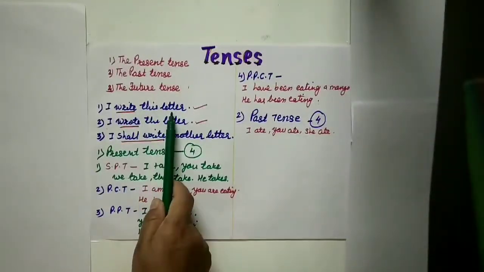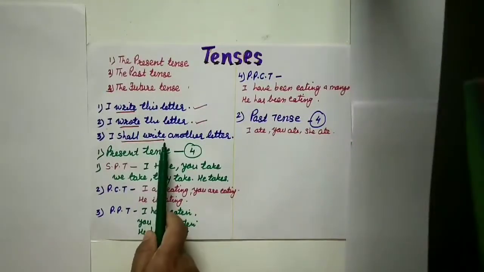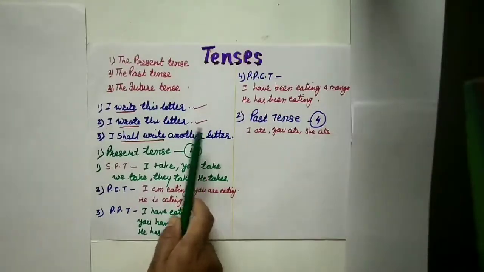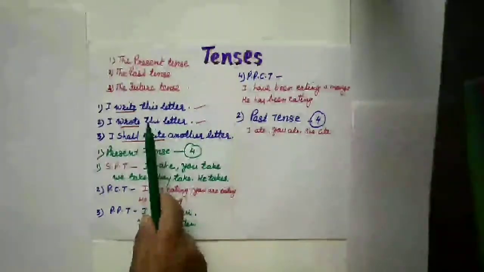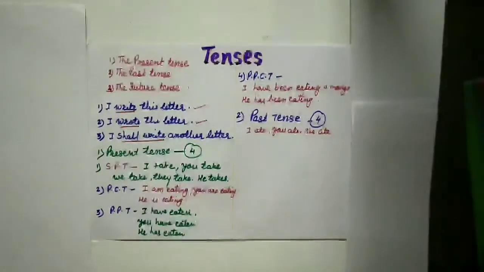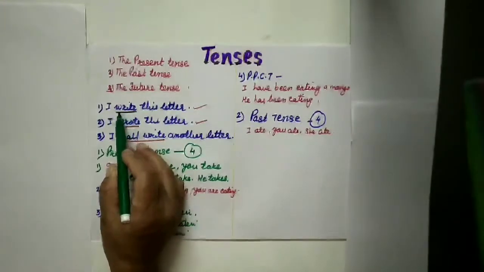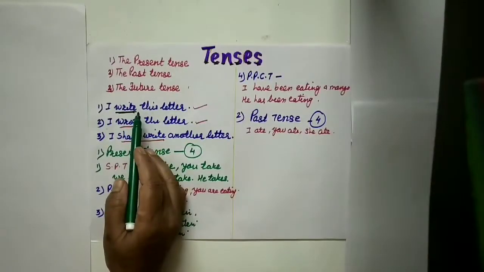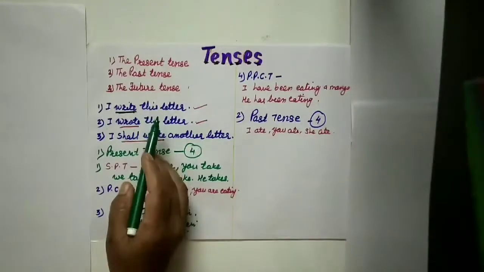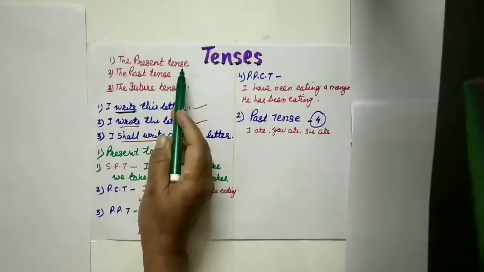I write this letter. I wrote the letter. I shall write another letter. Now here in these three sentences, just see the first sentence. In the first sentence, the verb given is write. So this write refers to present time. So it is said to be in the present tense. Okay, this sentence is in the present tense.